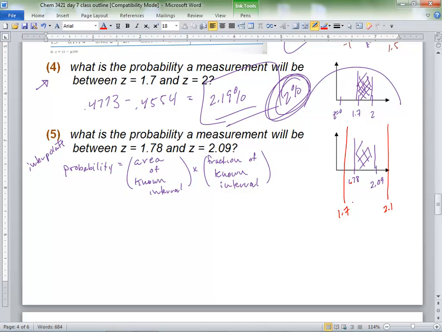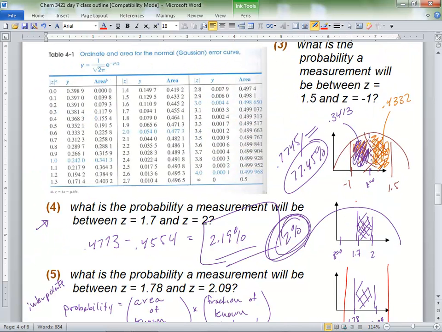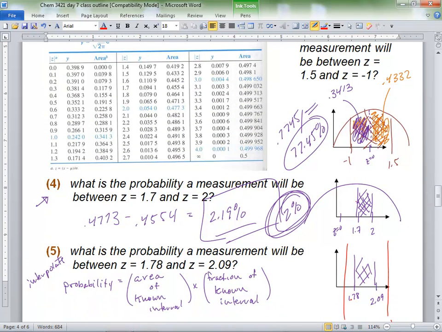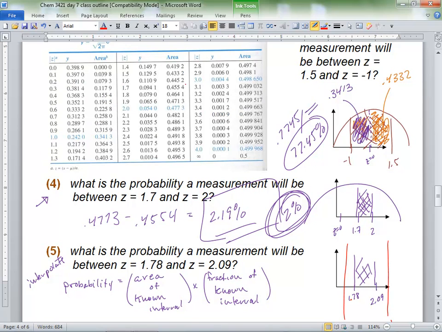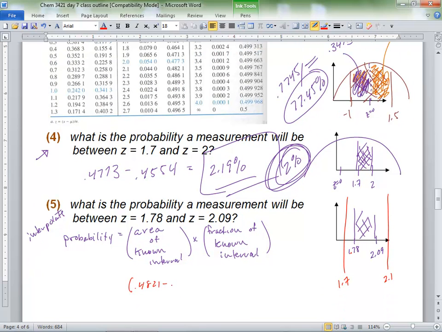Let's find that. The area for 2.1 is 0.4821. I should write that down so you see where stuff is coming from. 0.4821 minus, for 1.7, here it is, 0.4554. Okay, that's the area of our known interval. It's too big. So we have to multiply it by the fraction of the known interval.